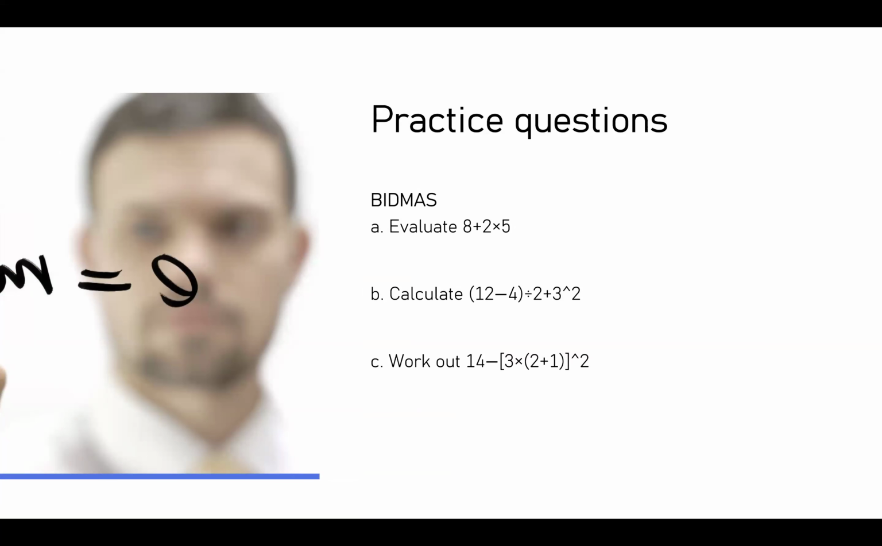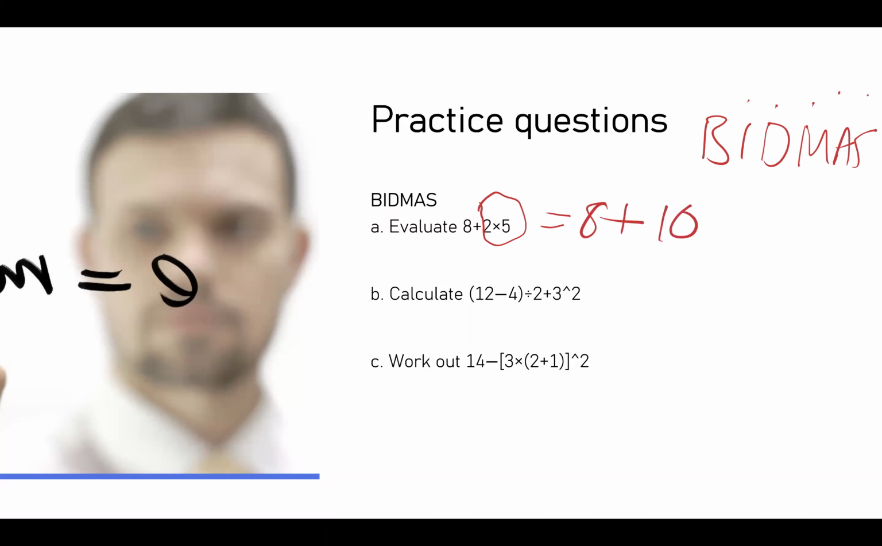So if we just do the first one, 8 plus 2 times 5. If we write BIDMAS out here, just to remember: brackets first, then indices, then division, then multiplication, then addition, then subtraction. So here we would do the multiplication first, which gives 8 plus 10. The answer is 18 because we did 2 times 5, which is 10, and then the addition, 10 plus 8, which is 18.